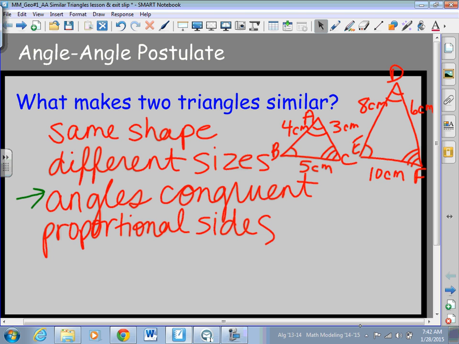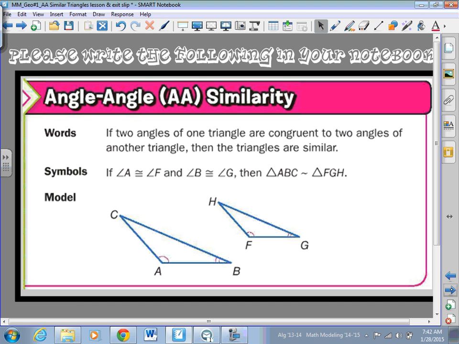What we're mainly going to focus on in this lesson is that the corresponding angles are congruent. So we are going to be using a postulate, the angle-angle postulate, which states that if two angles of one triangle are congruent to two angles of the other, so if you can prove that two sets of angles are congruent, then we know that the third set has to be congruent because all of our angles in a triangle add up to 180 degrees. So then we can say that the triangles are similar because their corresponding angles are congruent.